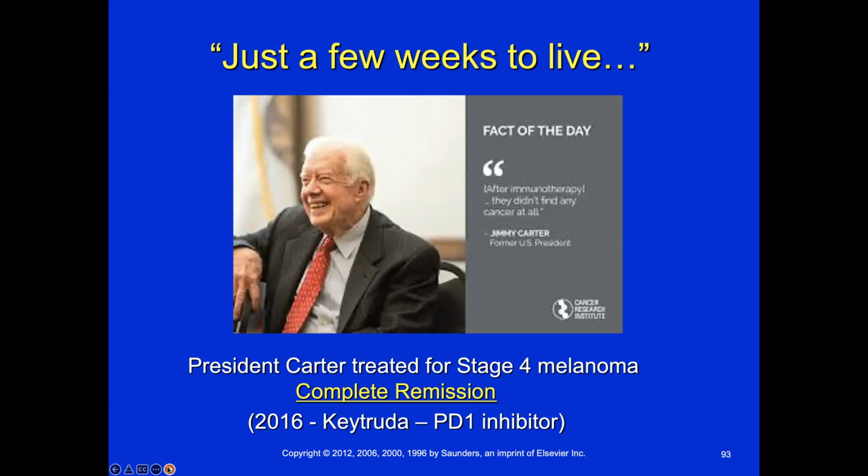And as I mentioned in class, he's very actively involved with Habitat for Humanity and helped build some homes here in Mishawaka a few years back.